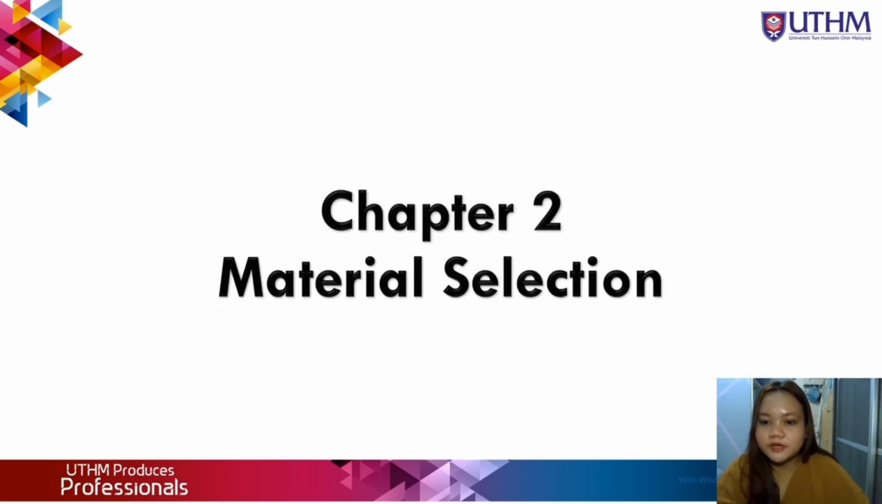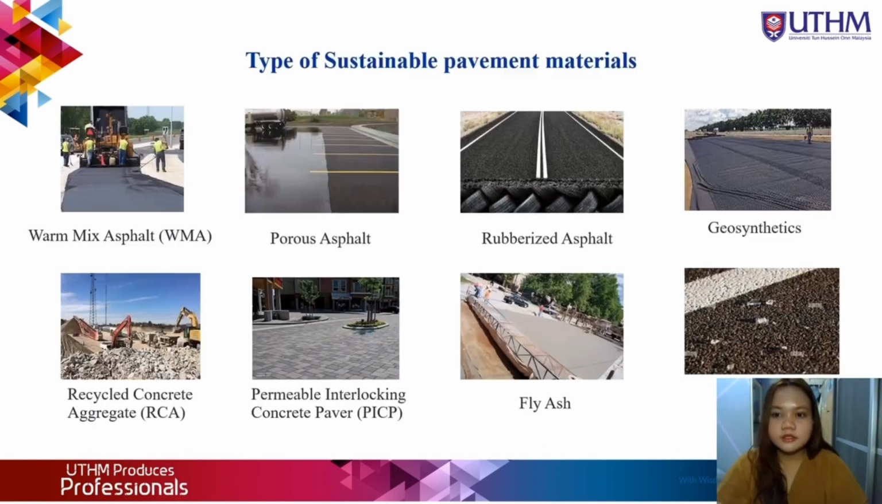Next we are going to explain Chapter 2, which is material selection. The next is the types of sustainable pavement materials. The first one is warm mix asphalt, which is produced at lower temperatures, so it can reduce energy consumption during the manufacturing process. Then we have recycled concrete aggregate, which is produced by crushing and reprocessing old concrete structures, and it contributes to reducing landfill waste and conserving natural resources.